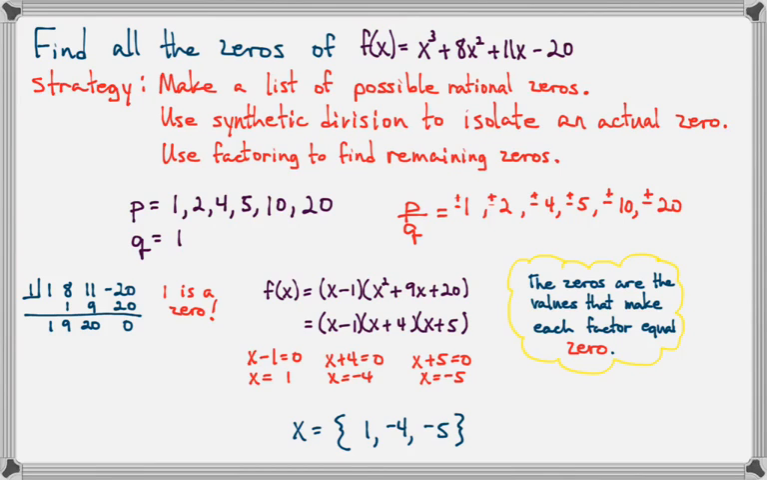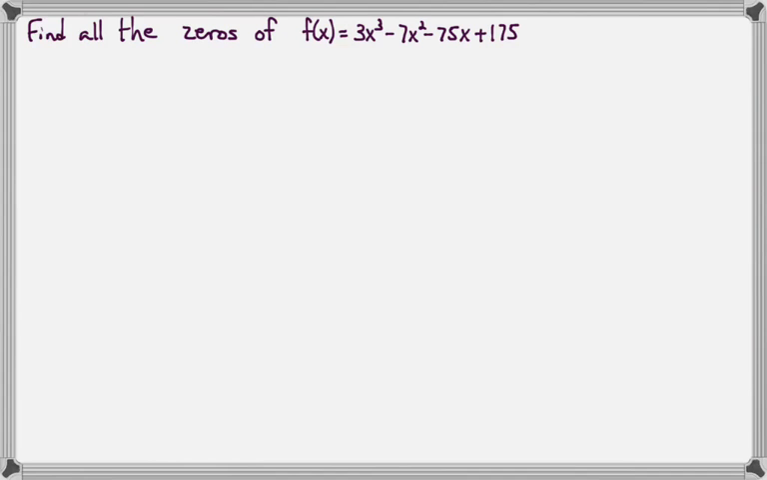Let's see it one more time. This time we'll find all the zeros of f of x equals 3x to the third minus 7x squared minus 75x plus 175. So we know the strategy now.